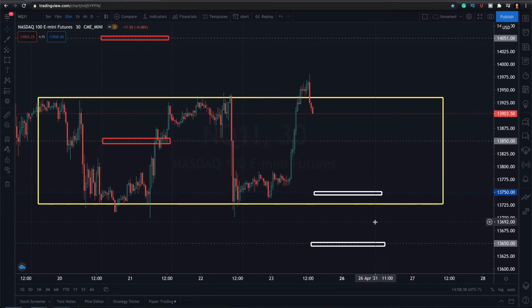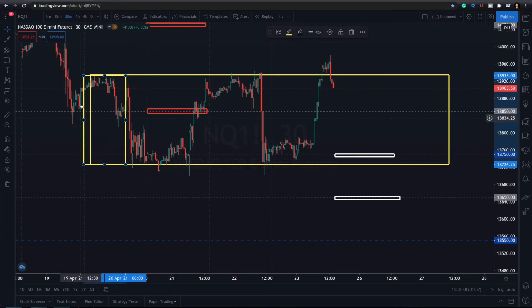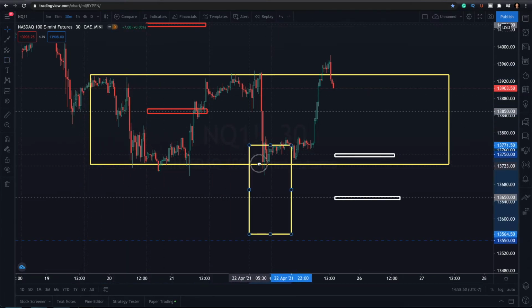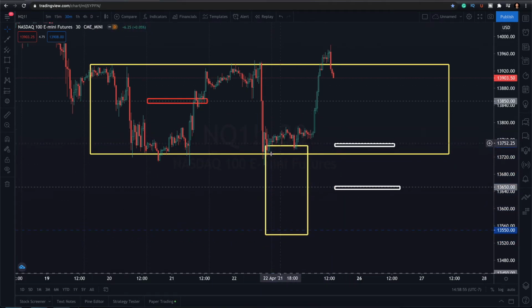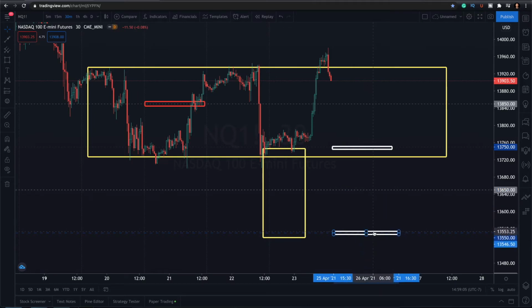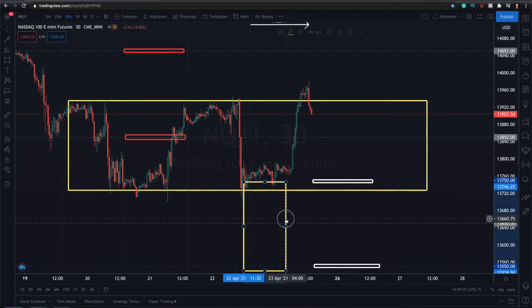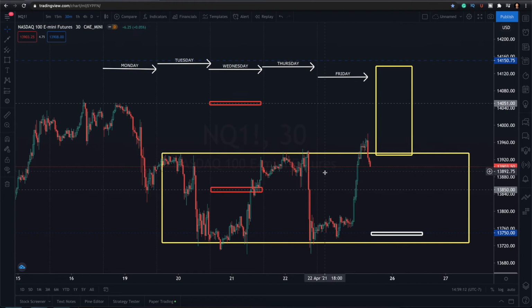It's very hard to predict where price will go if we go out of the range, but I'm gonna show you something here. Usually what happens is we tend to go down the exact amount of this range, and it's called the range extension. So if we go to the downside from here, you can expect to see a drop straight down to 13,550.